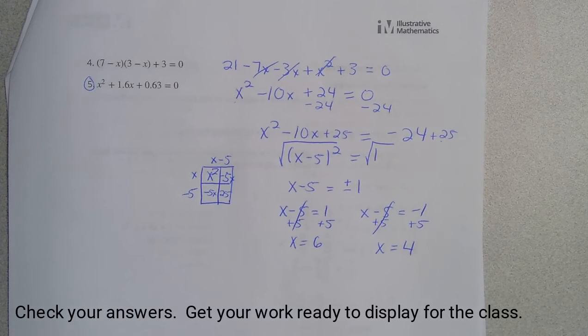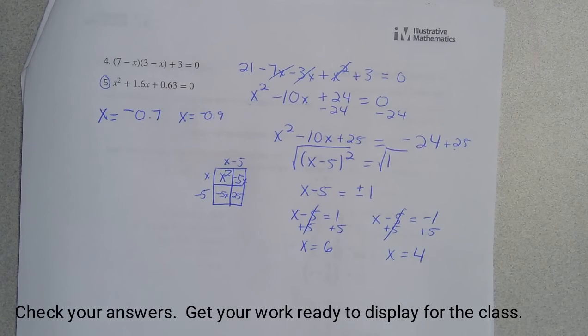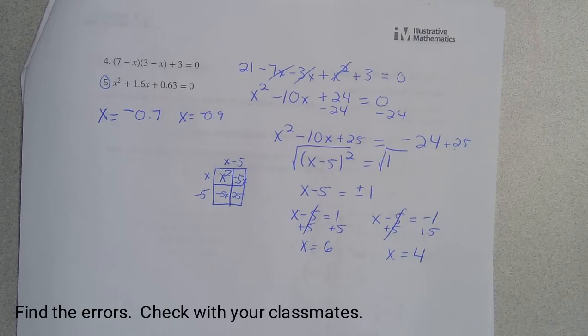So now I'm going to pause and give you time to complete number 5 with a group, and then we're going to discuss solutions. And then I'll post answers. So the answers to number 5, x equals -0.7 and x equals -0.9.